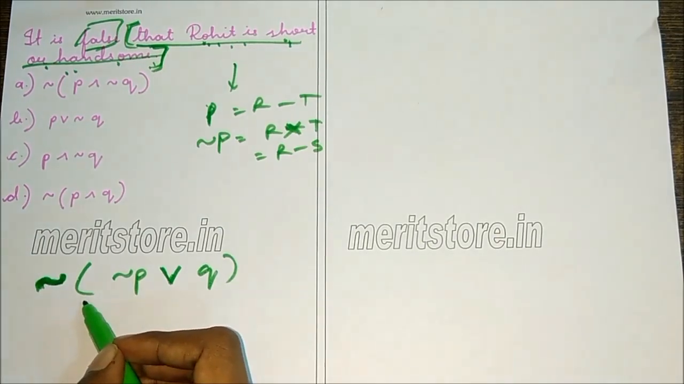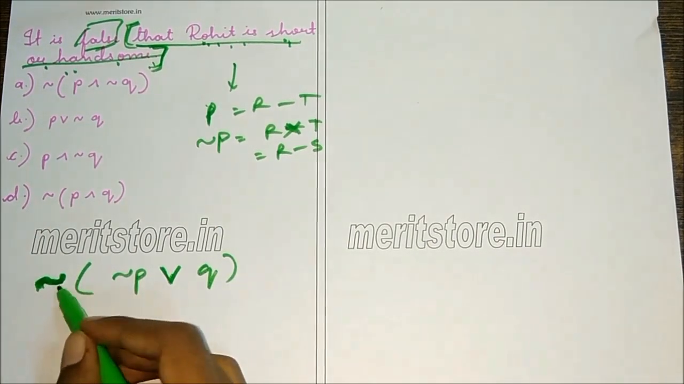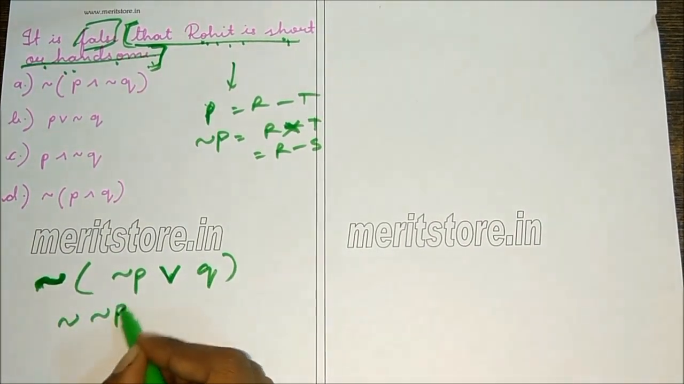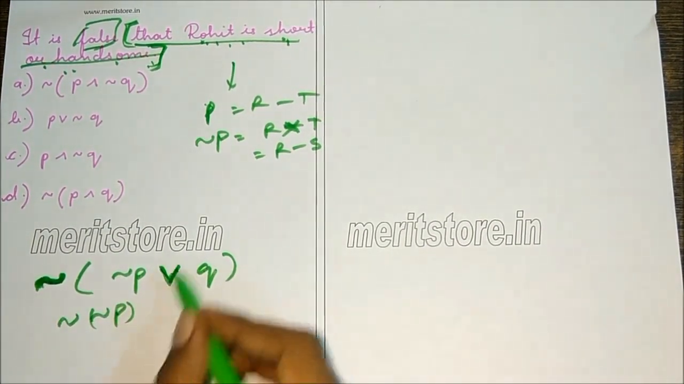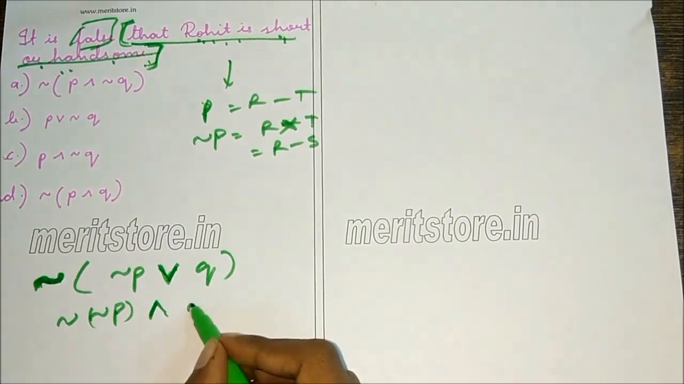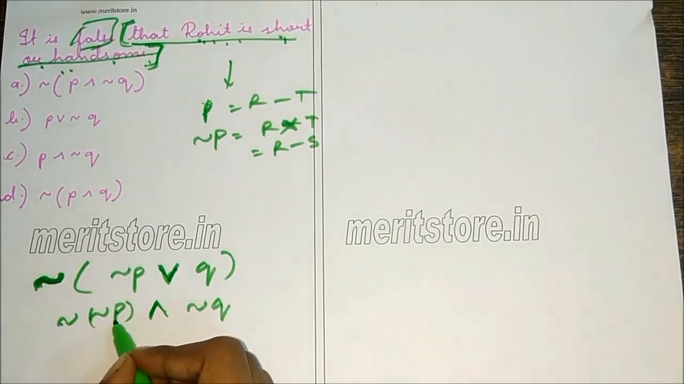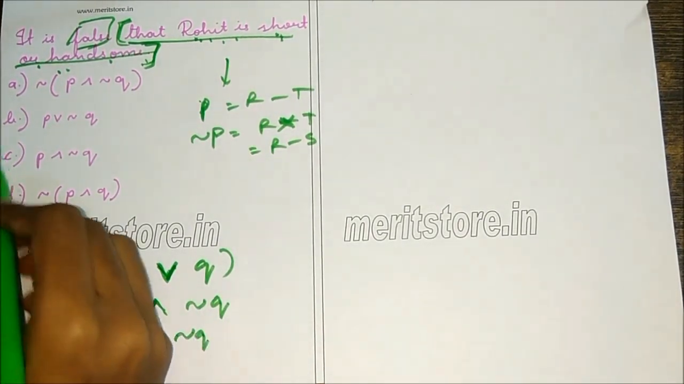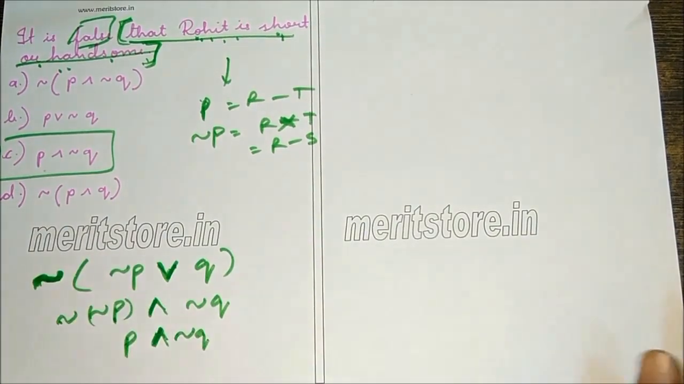So using De Morgan's law, we can distribute the negation term. This can be written as negation of negation P, negation of or is and, negation Q. Negation of negation P is P, and we rewrite these terms. So P and negation Q, which is option C.